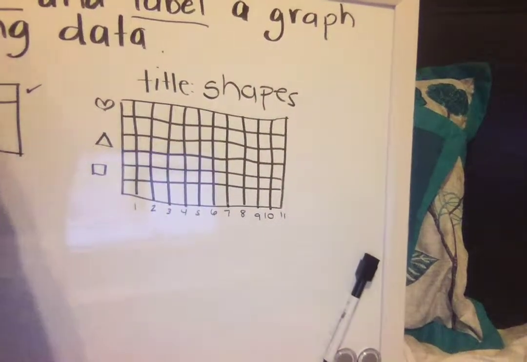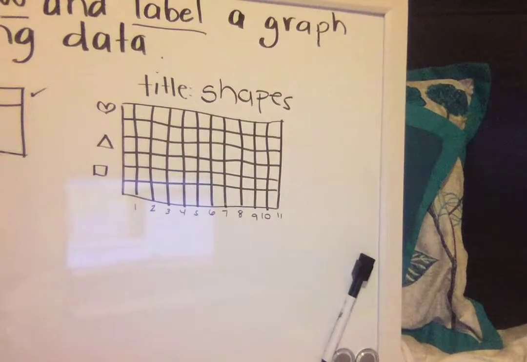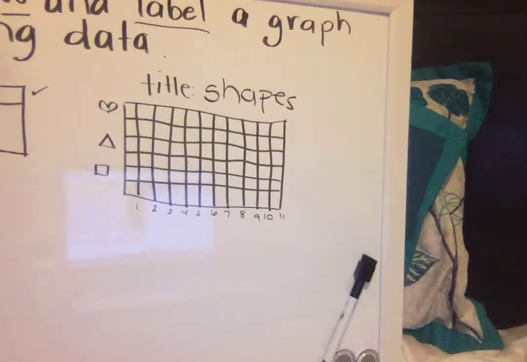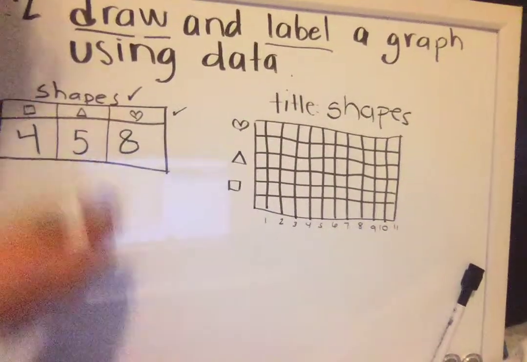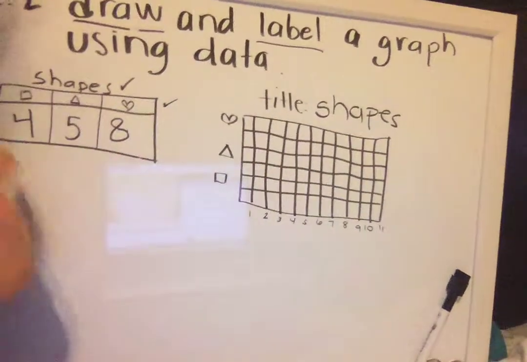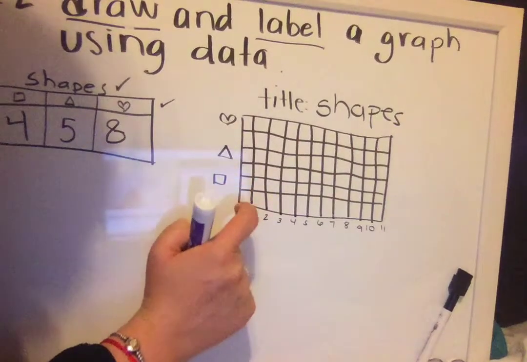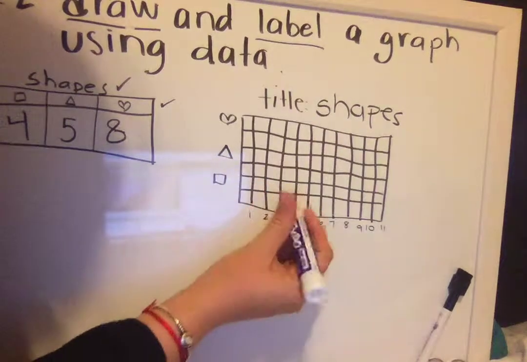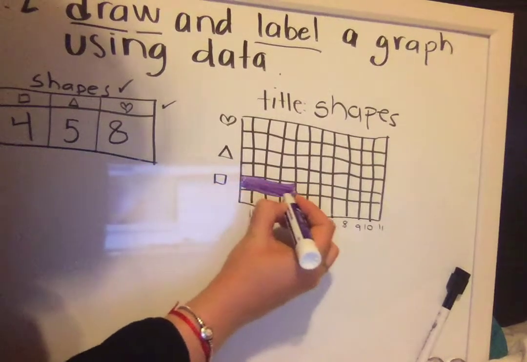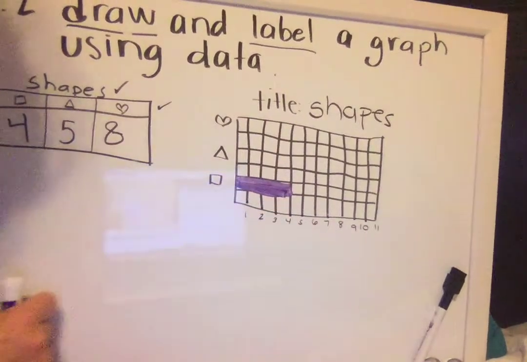So what I'm going to do now is I'm going to just graph. I went ahead and have my data. I labeled it. I pretty much drew my whole graph, but now I need to fill it in, okay? So I'm going to use this data now. I'm going to start with the first shape. Shape square. I had 4 of them. So I need to go on my square and count 4 squares. 1, 2, 3, 4. And then I get to color it in nicely and neatly. See? Square. And I went down to 4. I had 4 of them.